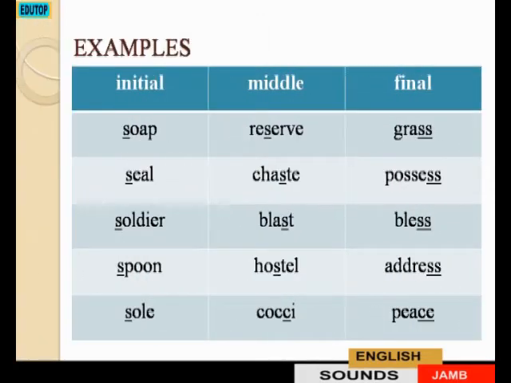Examples: soap, seal, soldier, spoon, soul, reserve, chest, blast, hostel, coxswain, grass, possess, bless, address, peace, and so on.